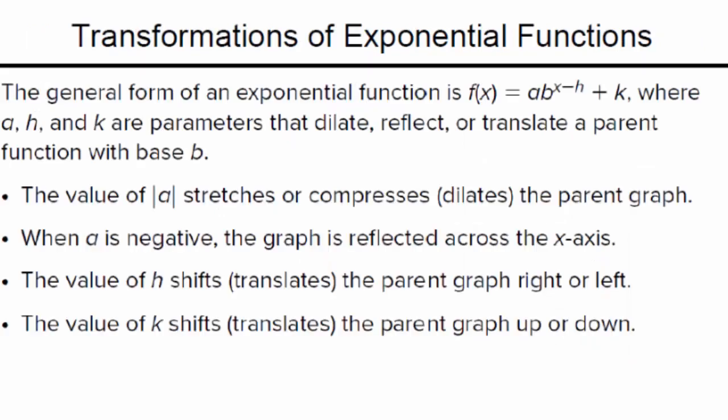Okay, so here's a rule that you could probably write down in your foldable. The general form of an exponential function, f of x, is going to equal a times b to the x minus h plus k, where a, h, and k are parameters that dilate, reflect, or translate the parent function with base b. So the only thing that's not going to be different from the parent function would just be the b value. The absolute value of a stretches or compresses, which is a dilation of the parent graph. When a is negative, the graph is reflected across the x-axis. The value of h shifts or translates the parent function right or left, and the value of k translates, which is a shift again, the parent graph up or down.